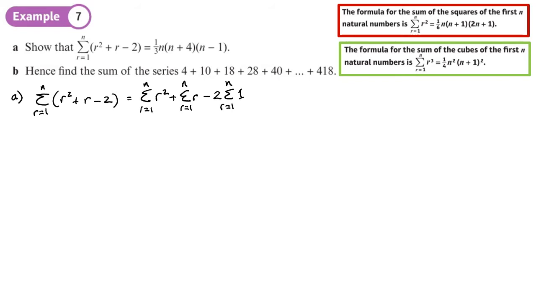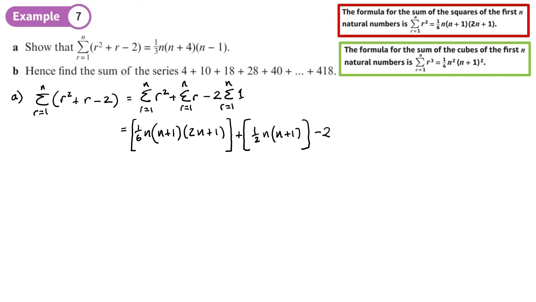And then we can put the formulae in for this. So r squared becomes 1/6 n, n plus 1, 2n plus 1, plus, this is the one we need to remember, half n times by n plus 1, and then minus 2 lots of n.